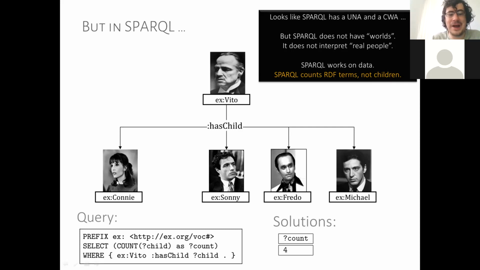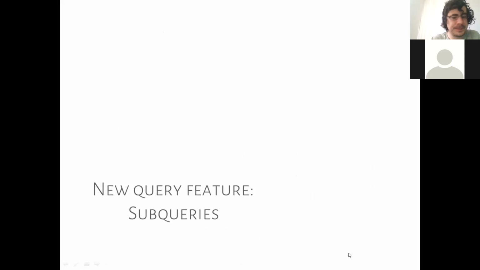Really, it's just counting how many objects in the RDF graph have a triple where the subject is Vito and the predicate is has child. It's not in any way counting how many children Vito has in the real world. Of course, in some cases there's going to be a correspondence between both results, but not always. In this case, we're really just counting how many values there are for Vito has child.